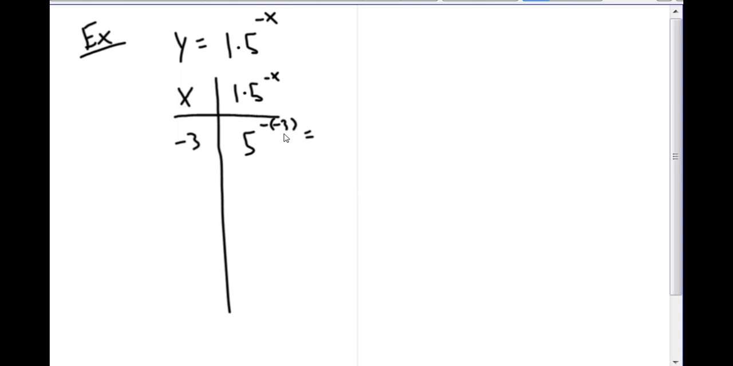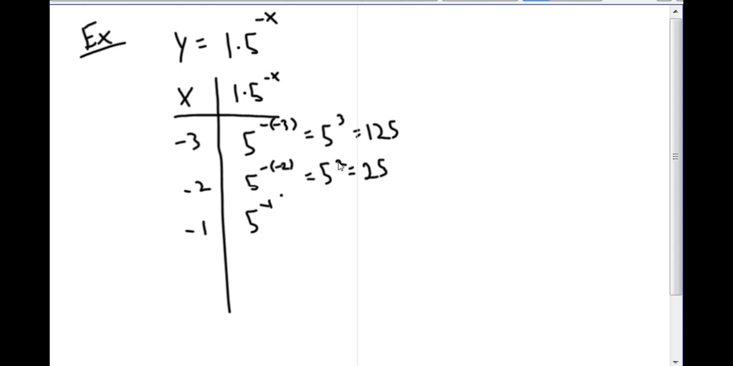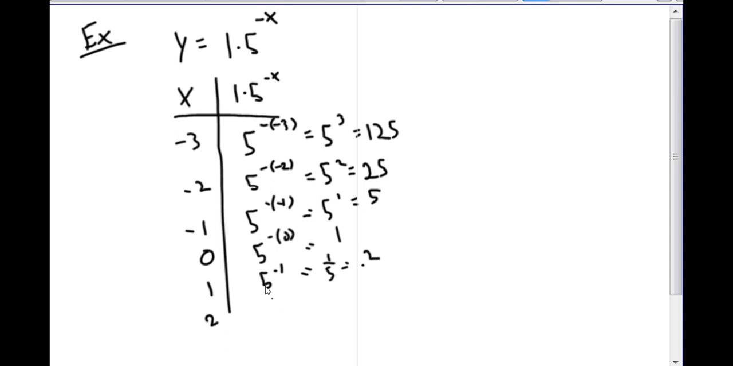So that's 5 to the third, which would be 125. Negative 2 would be 5 to the negative 2, so 5 to the 2, 5 squared, so 25. Negative 1 would be 5 to the negative 1, so 5 to the first, which is 5. 0 is 5 to the 0, which is just 1. 1 would be 5 to the negative 1, so that's 1/5, 0.2.